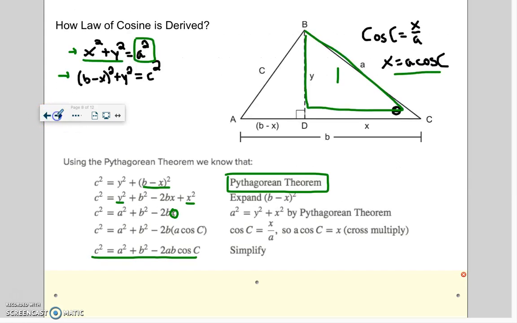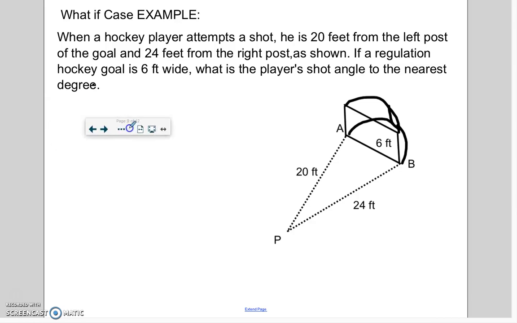So what we're going to do next is revisit this question again, but instead of using the law of sines, we're now going to use the law of cosines.